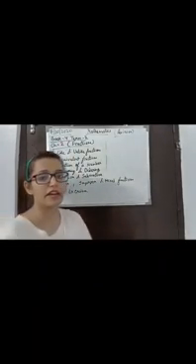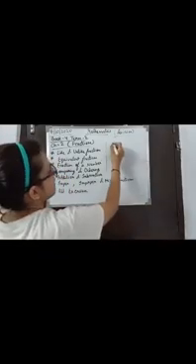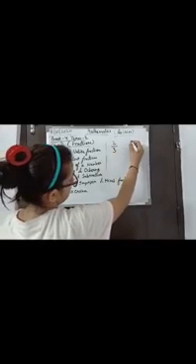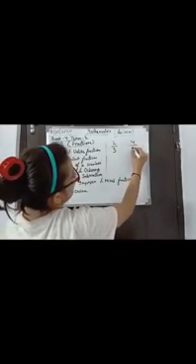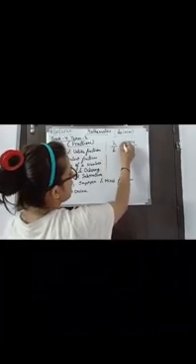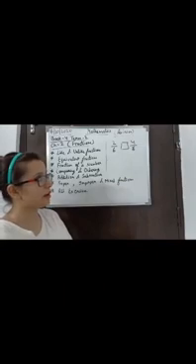Okay. Now next is comparing and ordering of fractions. How to compare and how to arrange fractions in order. First we will learn comparison. Like if we have, for example, 2 by 6 and 4 by 6, and now we have to compare these two fractions.